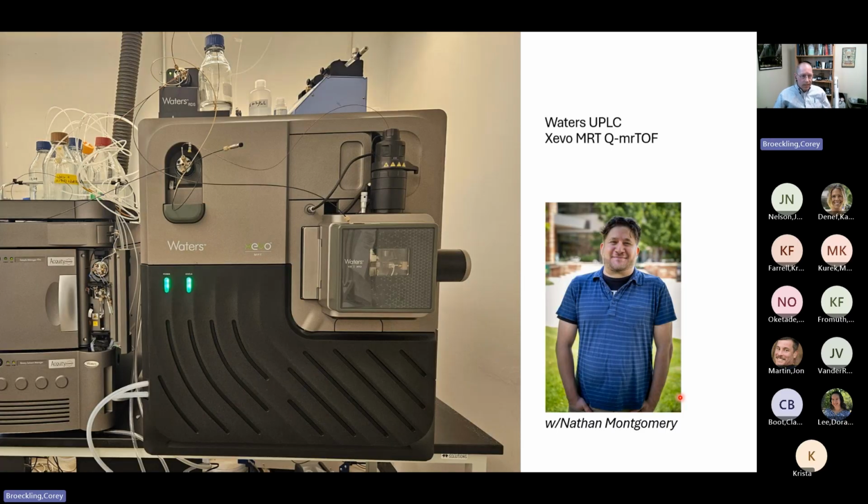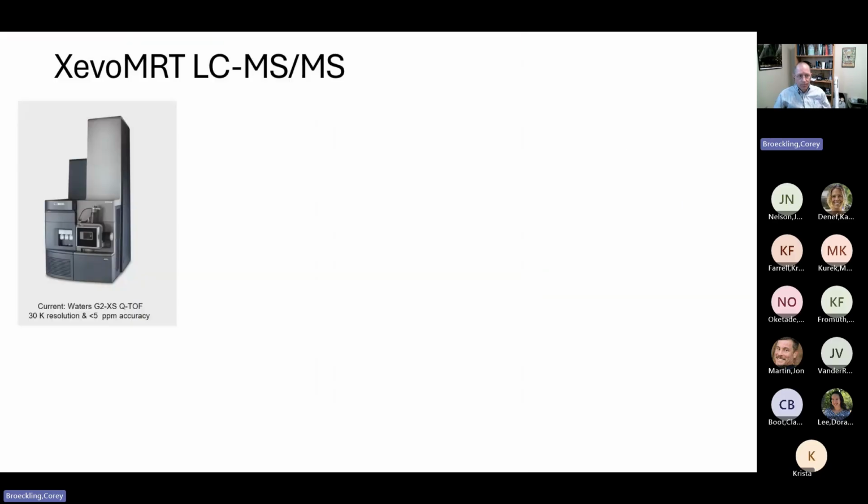Our next instrument is called the XevoMRT, and this is work done with Nathan Montgomery, who manages this instrument. And I will spend a little bit of time talking about this instrument first because it is pretty unique and has some really nice attributes for metabolomics type applications. So we're coming from the Xevo G2XS, and this Q-TOF I'm showing you here is the one we have on the APGC. And so it's a really nice instrument.